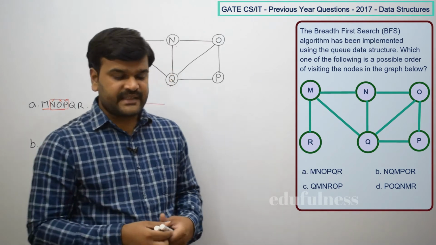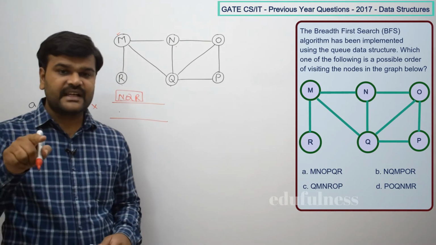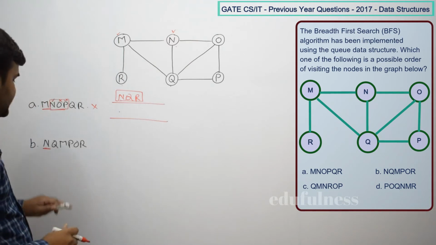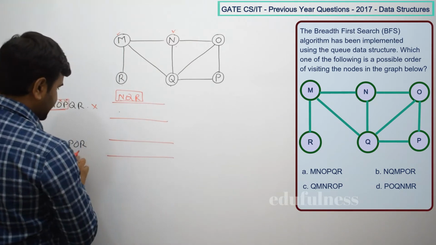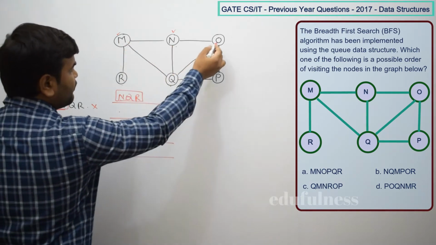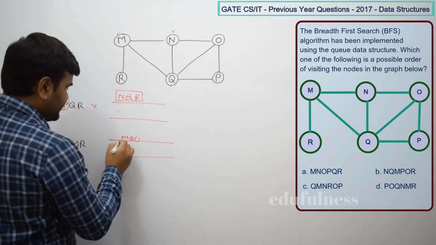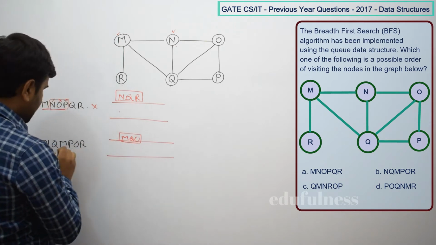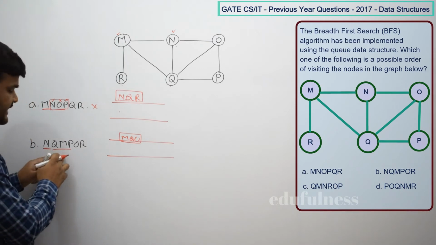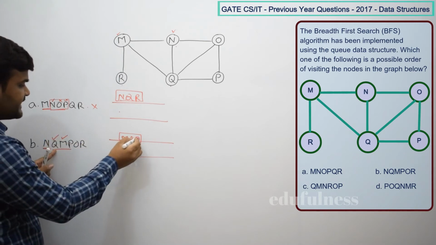Now if you take option B, who is the first node? The first node is N. That means you are going to start traversing from N. So N is here. Now if you take the Q here, for N, who are the adjacent vertices? M, Q, O. So M, Q, O are the adjacent vertices. These three vertices may exist after this in any order. So let us try to check here. Q, M, P is there. M is there, Q is there, but O is not there.